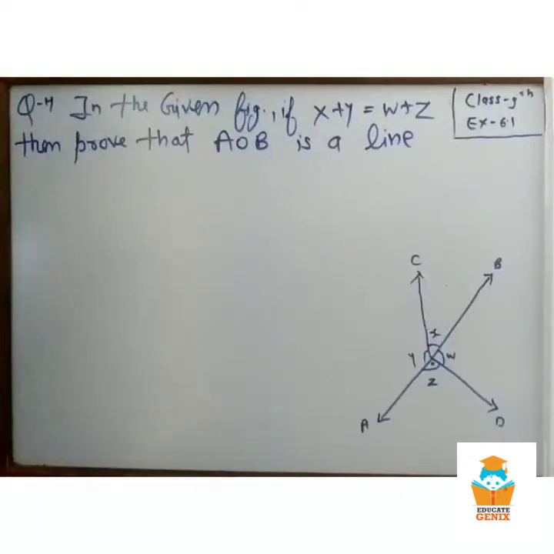Hello everyone. Today we are going to solve class 9 exercise 6.1 question number 4. In the given figure, if x plus y equals w plus z, then prove that AOB is a line. First see in the figure, as already given, angle x plus angle y equals w plus z.